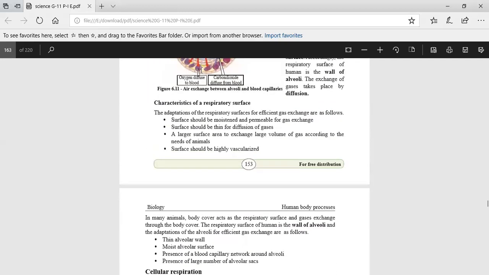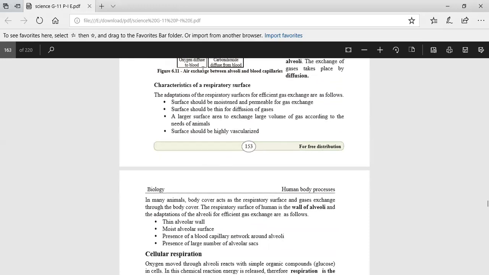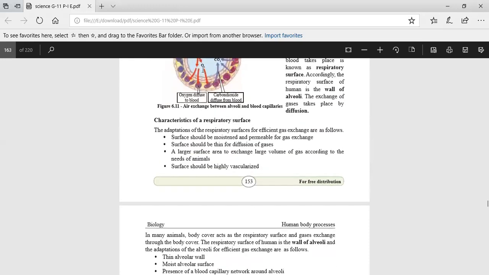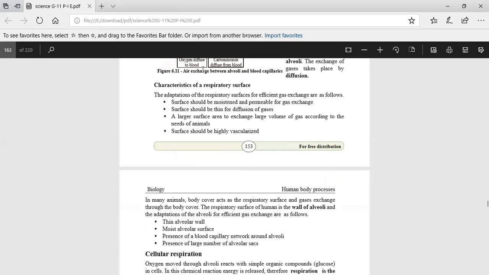Right, that is the structure and function of our respiratory system. The other part we will talk about another day. What is the other? Cellular respiration and diseases. We will talk about that in the next video.